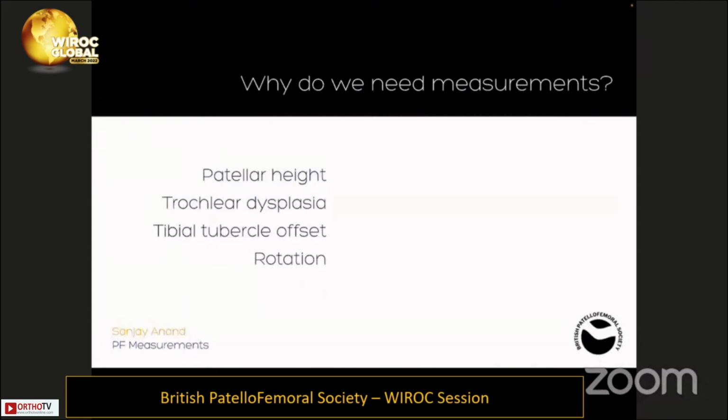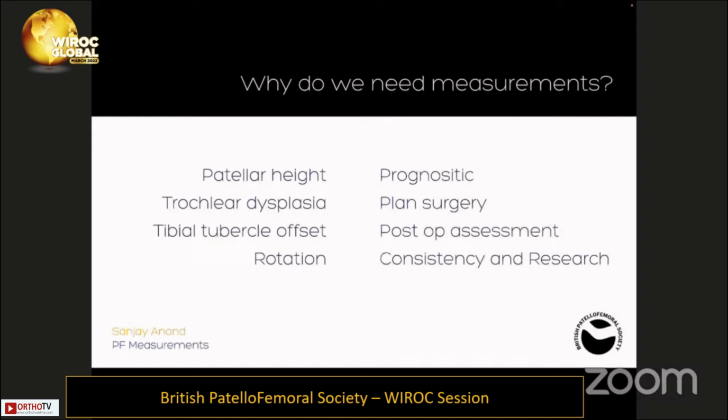We'll commonly see reports with patellar height mentioned, trochlear dysplasia, tibial tubercle offset and rotation. And the reason we measure these is really to give us some prognostic information. You've heard already about advising patients on the redislocation rate. It allows us to plan surgery for them, to see how much correction and what correction is needed. And really importantly for me, it allows a post-op assessment as well. So you can see, if you've tried to distalize the patella, what height you brought the patella down to.